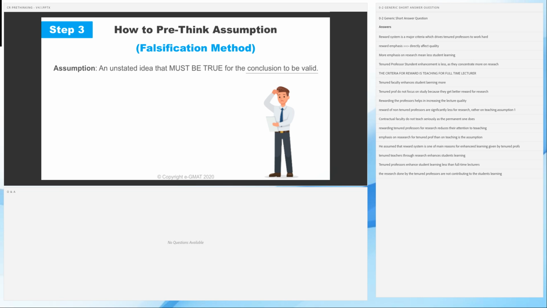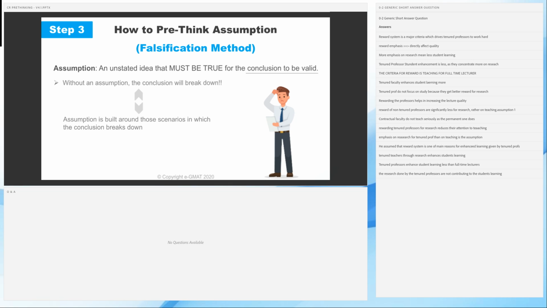Now, what's the overall process of this pre-thinking? The process of pre-thinking is built around that very definition of assumption, where an assumption is an unstated idea that is required or that must be true for the conclusion to hold valid. In other words, without an assumption, a conclusion will break down. So what this means, if you were to draw an inference from this, is that assumption is built around those scenarios in which the conclusion breaks down.